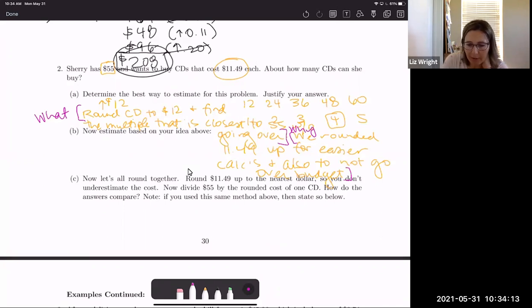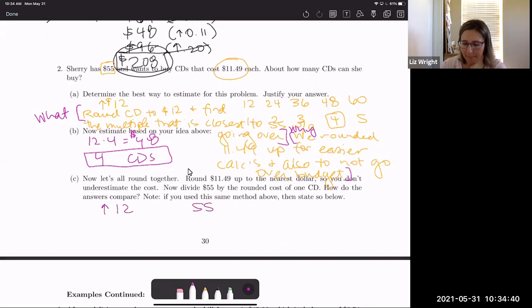And so what we found out is that 12 times 4 gives me $48, which means we can get 4 CDs. Now it says, let's all round together, round 11.49 up to the nearest dollar so you don't underestimate the cost. So that one means, again, we're taking 11.49 up to 12. Now divide 55 by the rounded cost.